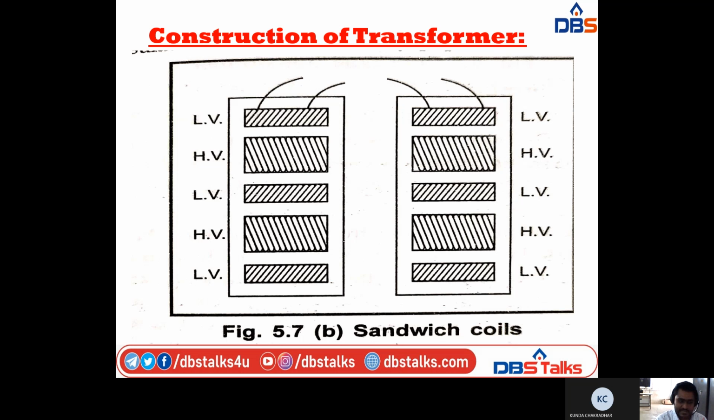On the left and right we have a rectangular shape. In this one we have low voltage and high voltage, like in the diagram, arranged as LV, HV, LV, HV, LV, HV.